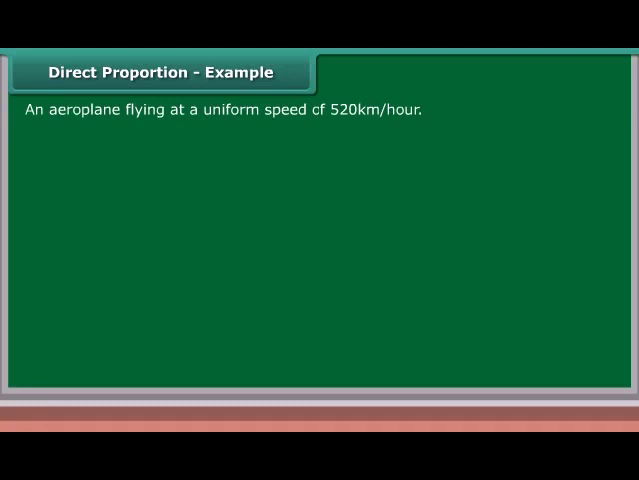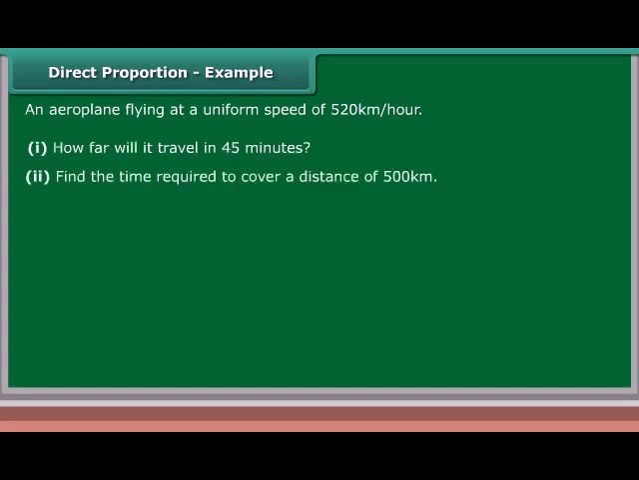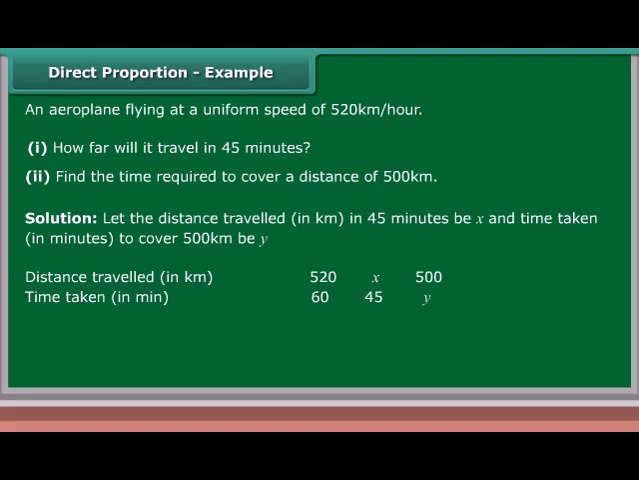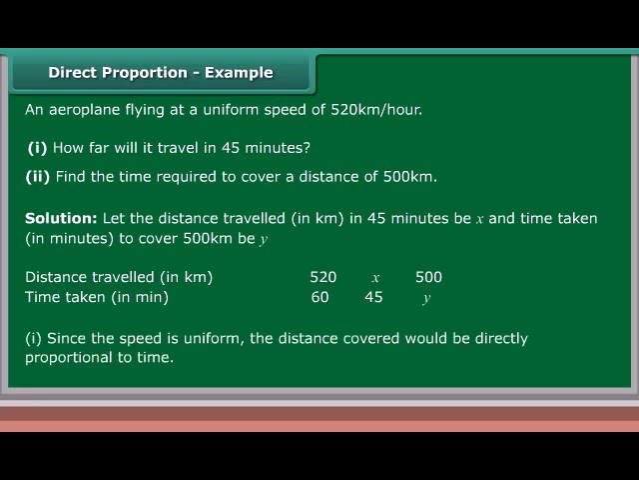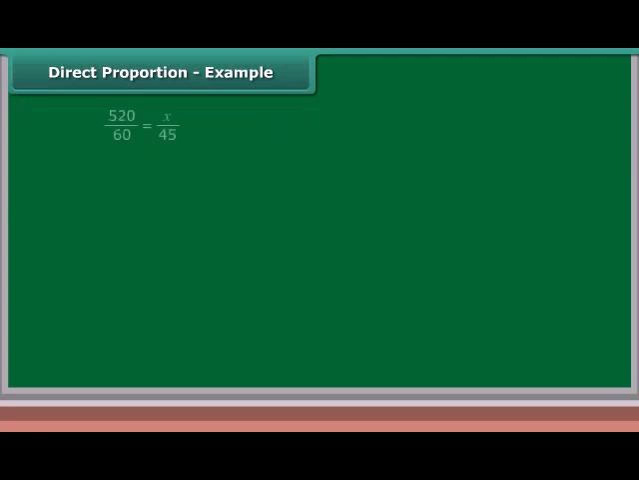Example: an airplane flying at a uniform speed of 520 km per hour. How far will it travel in 45 minutes? Also find the time required to cover a distance of 500 kilometers. Solution: let the distance travelled in kilometers in 45 minutes be x and the time taken in minutes to cover 500 kilometers be y. Since the speed is uniform, the distance covered would be directly proportional to time.